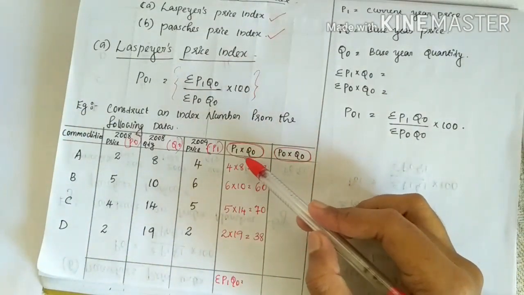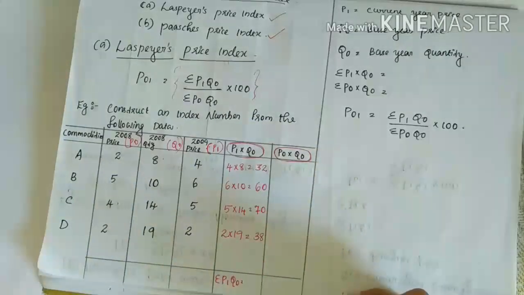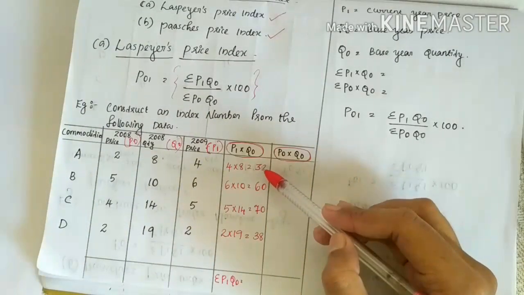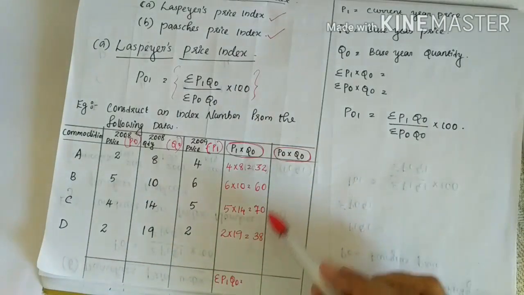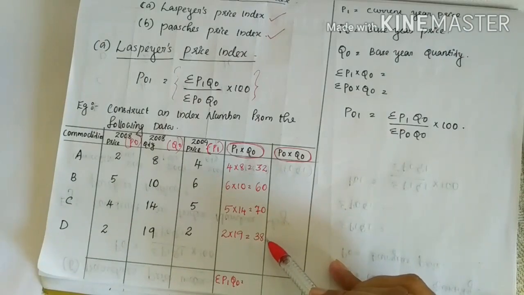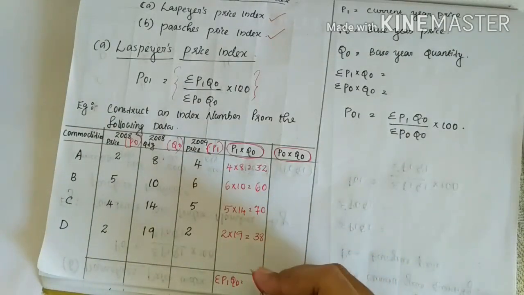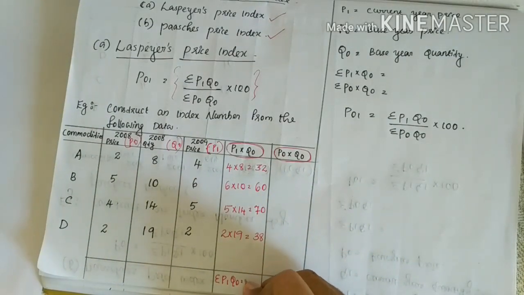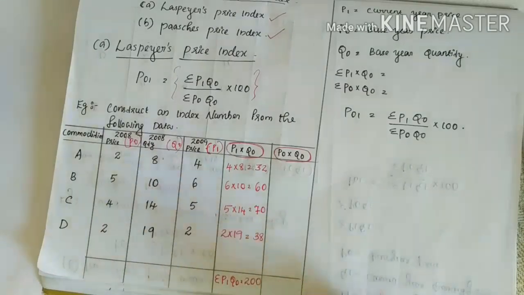After calculating the P1 into Q0, you have to calculate the sigma P1 into Q0. That is the total of the P1 into Q0 column. That is 32 plus 60 plus 70 plus 38. The answer is 200. Sigma P1 into Q0 is 200.